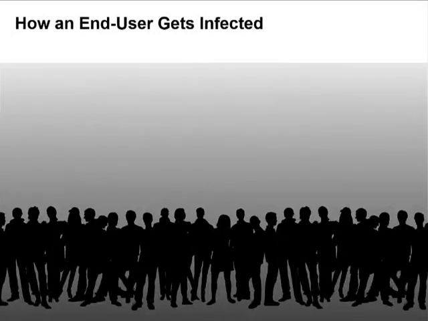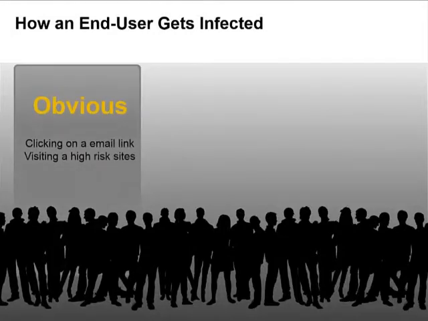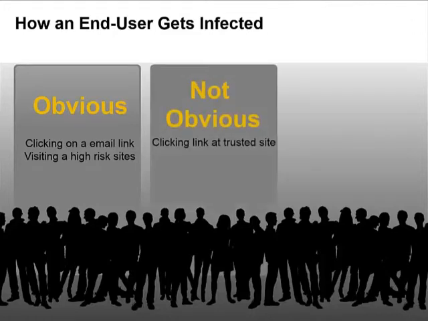How an end user gets infected. There are several ways this can happen. The obvious ways are clicking an email link and visiting a high risk site. We all know what those sites could be. We see those on a regular basis. Not obvious: clicking a link on a trusted site.